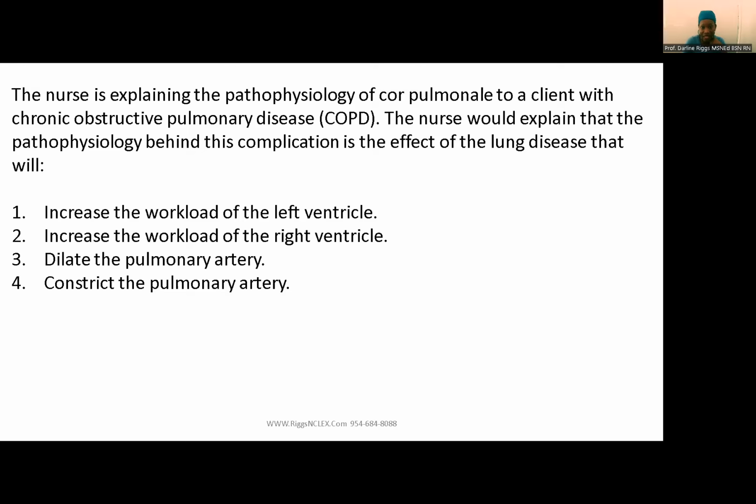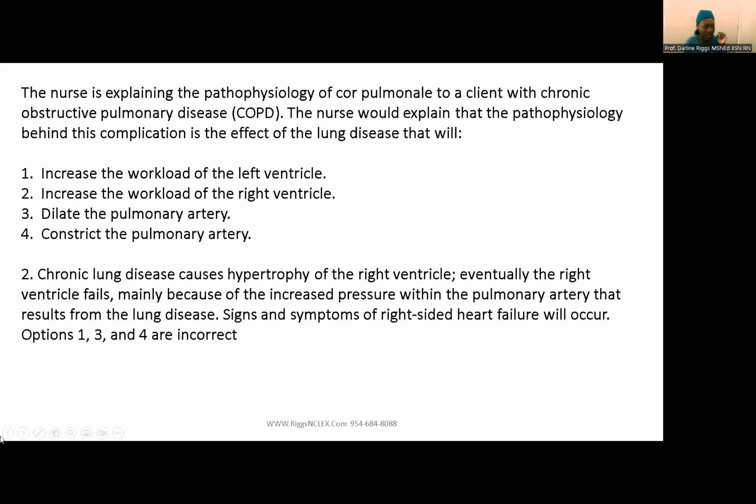So the patho behind the complication is the effect of the lung disease that will, is it increased workload of the left ventricle? Now picture the left ventricle. Or increase the workload of the right ventricle? That's why I use pictures when I teach. I hope you rule out dilating the pulmonary artery or constricting the pulmonary artery. Okay, hopefully you made up your mind. Number 2. Okay, so let's talk about it.